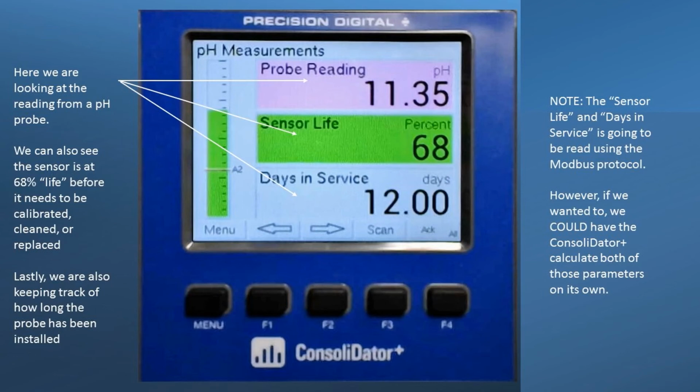And if we want to get really clever, I could actually set up a couple different alarms here so that when we do go into alarm and they need calibration, we can have a little message pop up that says, call so-and-so, and maybe put your phone number there. So just something to keep in mind, that if you're out there talking about pH or other analytical applications, the ConsoliDator Plus can still be used for it. And this is just one of the many reasons why.